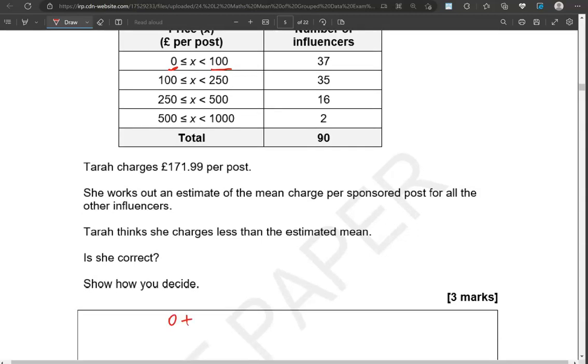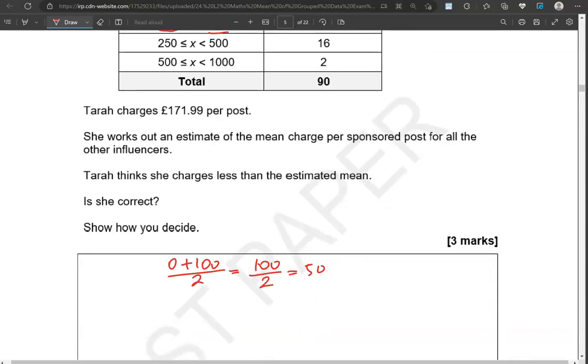So we've got between 0 and 100, that's the first group. So 0 add 100 divided by 2. That is 100 divided by 2, which is equal to £50. Then we have between 100 and 250. So 100 add 250 divided by 2. So that is 350 divided by 2. Half of 300, that is 150. Half of 50, that is 25. So that is 175.